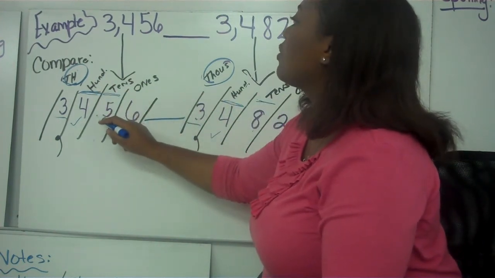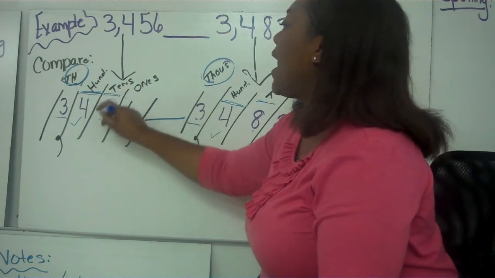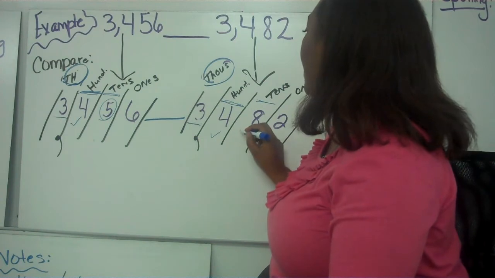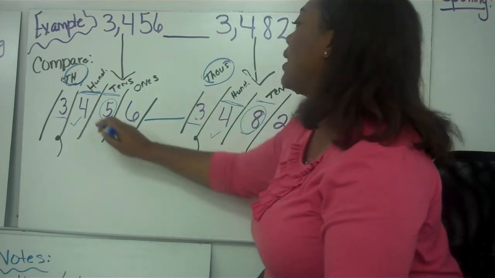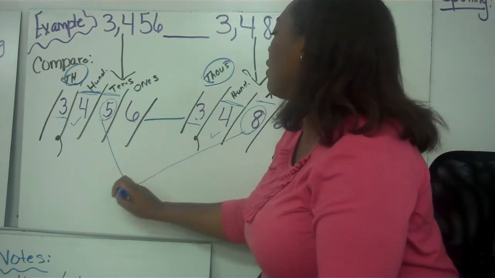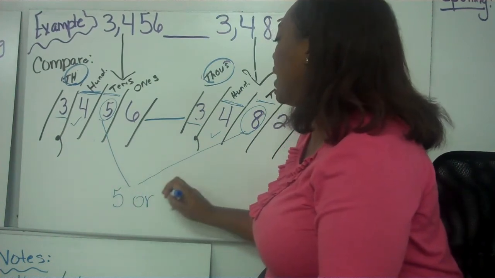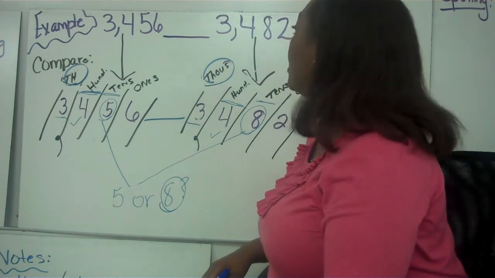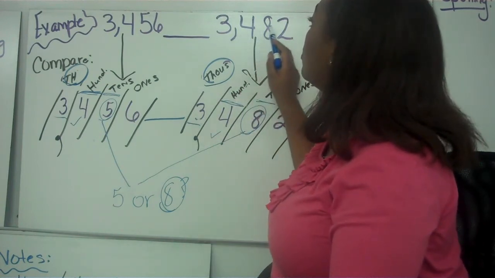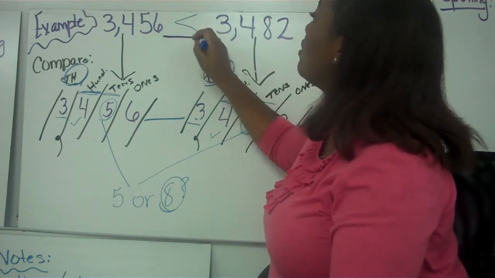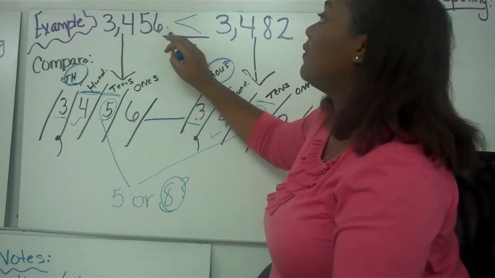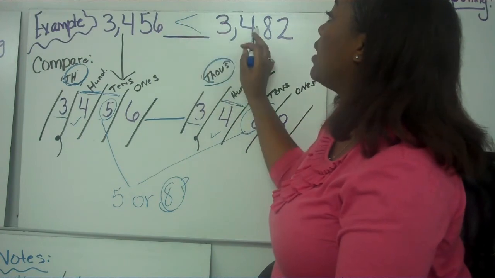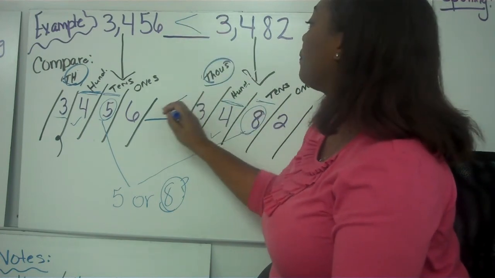Now in this number, 3,456, I have a 5 in the tens place. And in 3,482, I have an 8 in the tens place. Which number is greater, 5 or 8? If you said 8, you were correct. So that means 3,482 is greater than 3,456. Now notice that the mouth of my symbol is pointing to the larger number.